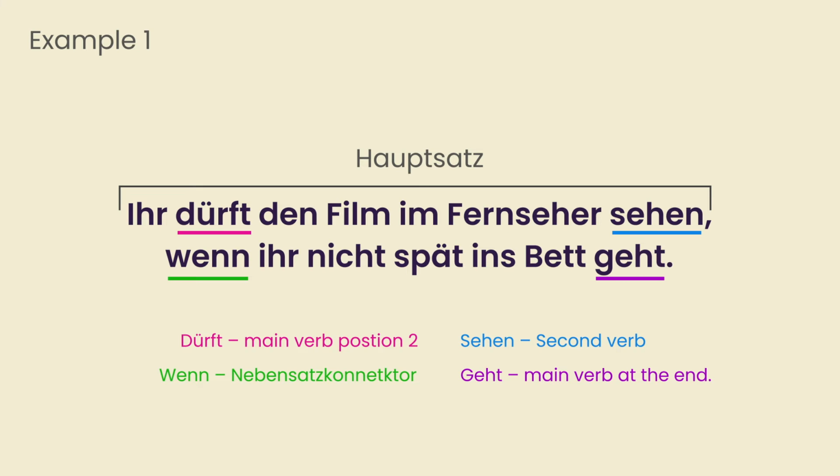This is a structure which is very much similar to your weil Satz, which you had seen in the last video. Understanding the meaning of this sentence, you all are allowed to see a movie on the television if, the condition is applied over here, if you all don't go late to bed. So this is the idea of condition. And the first thing you have to notice was the verb positioning. Let's see one more example.